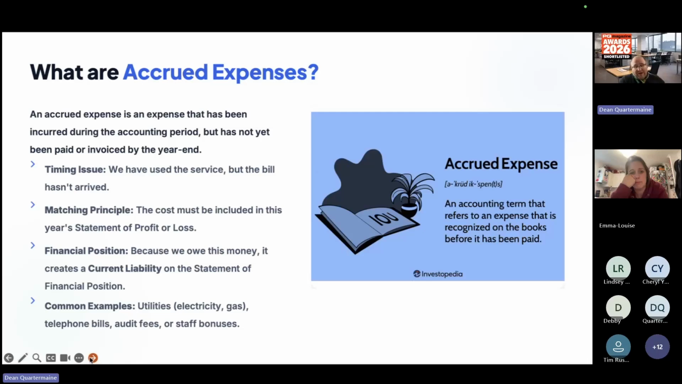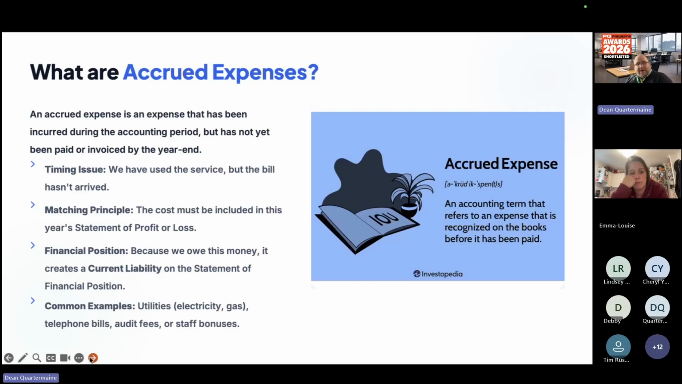So it goes back to that matching principle, that the cost of these accrued expenses need to be included in this year's statement of profit or loss. So when we're assessing our profitability, these expenses do belong in this period of time. Even though we've not yet received the bill for them, they very much do belong in this period of time.